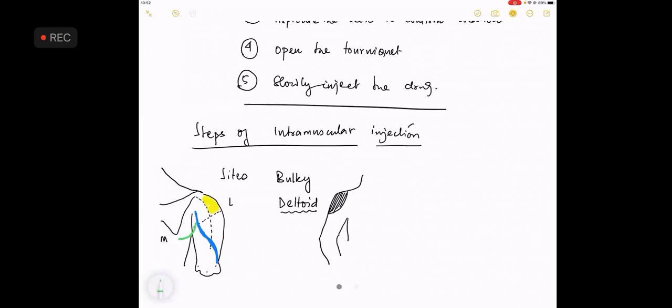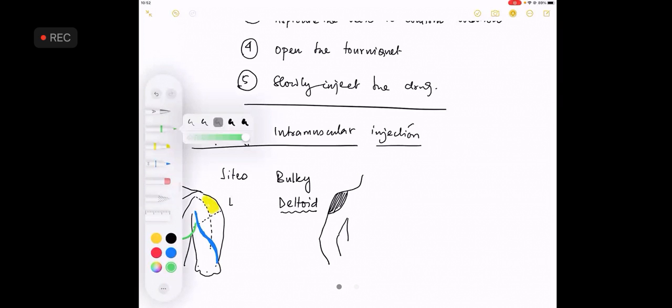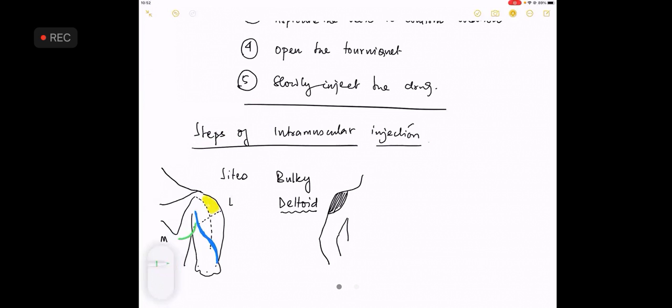So all intramuscular injections have to be placed in the upper outer quadrant. Please remember that. Number 1. Number 2 is something that you are required to know in that. So this is called the steps of intramuscular injection. Please remember this point.